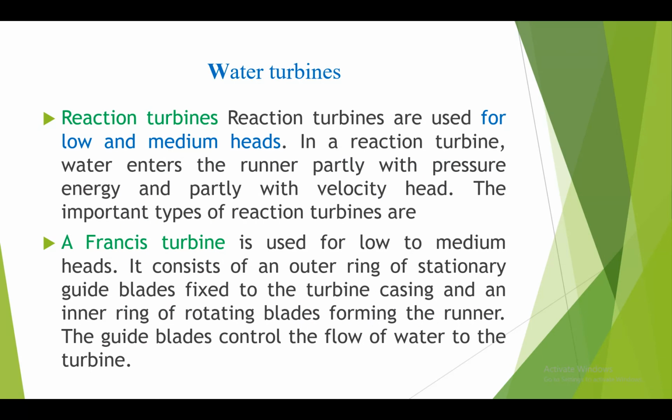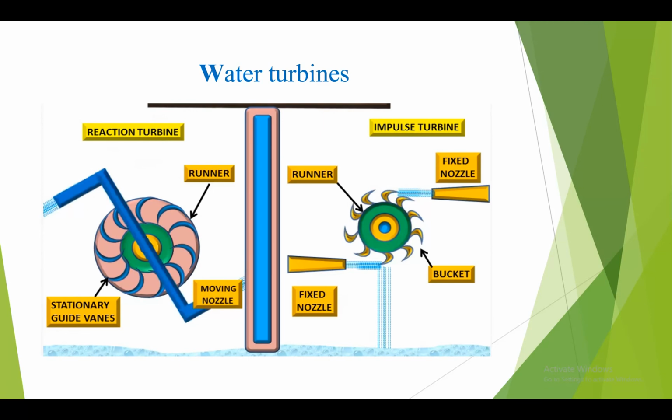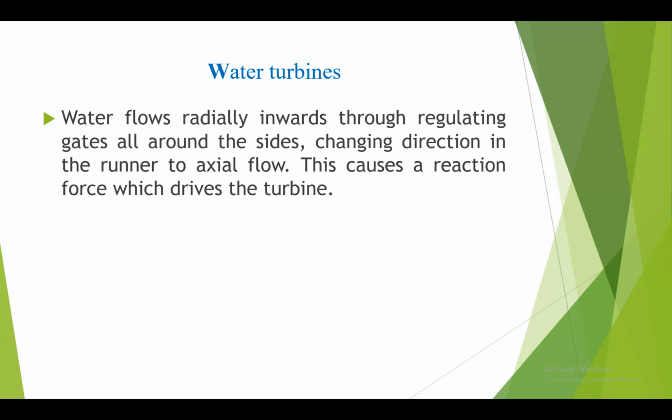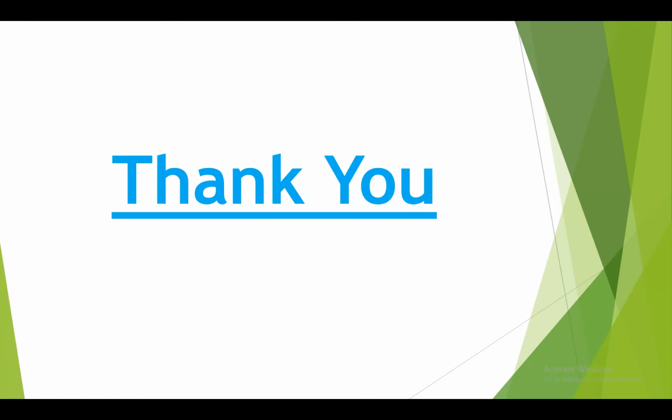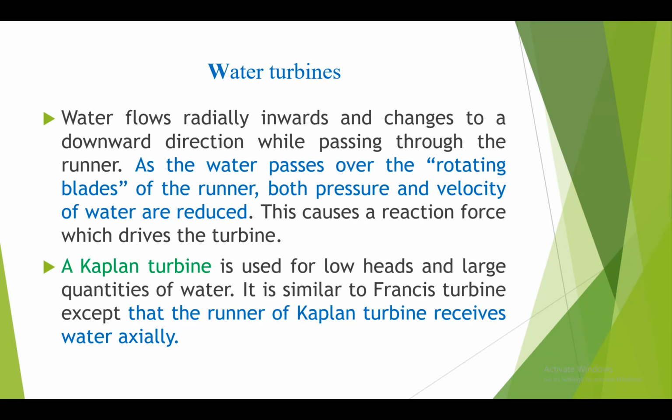There are two basic major types of the turbine, the reaction turbine and impulse turbine, and we have a runner. In impulse turbine we have a fixed nozzle, and in reaction turbine we have a moving nozzle. In the Kaplan turbine, the water flows radially inward through regulating gates all around the site, changing direction in the runner to axial flow. This causes a reaction force, and in this way the turbine turns. So these are the types of turbines used in hydro power station.